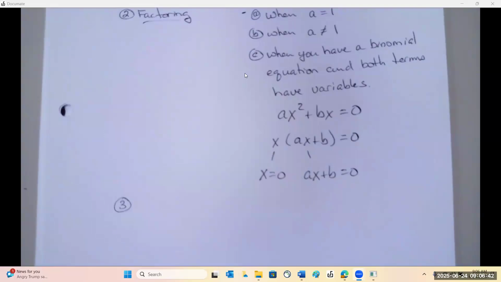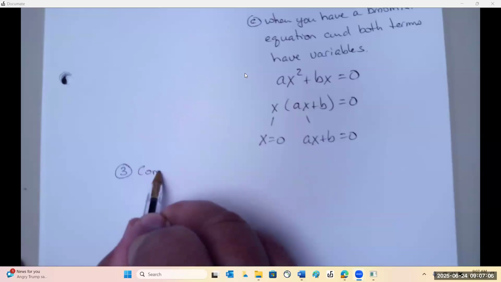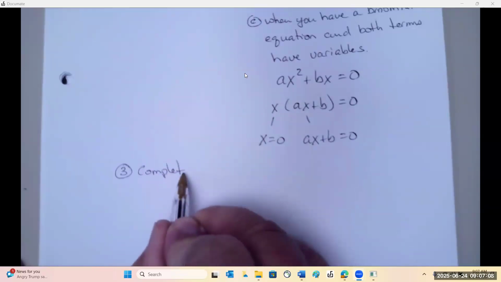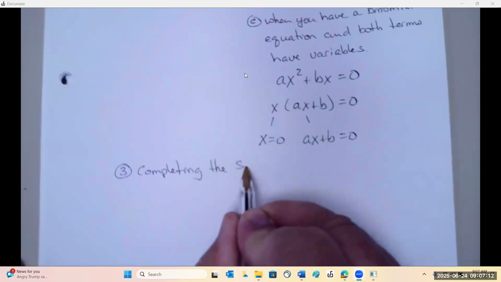If it was a perfect world, those would be all we needed. But not all equations are factorable. Or they may be, it's just that the factors are not integers. They could be rationals, they could be radicals, they could be imaginary. So then we looked at the third type, which was completing the square.